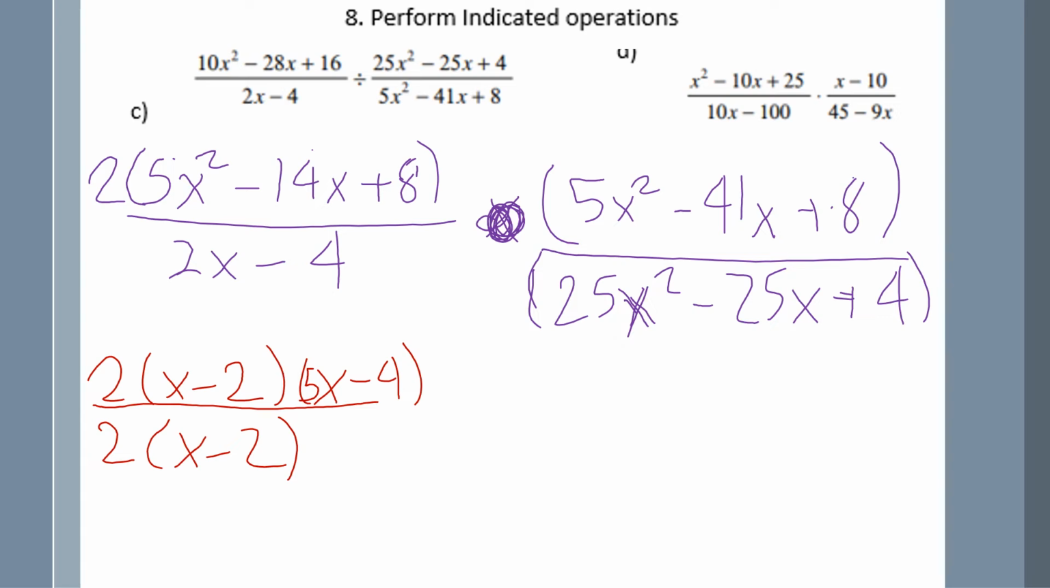All right. What are my winning numbers that when I multiply them together give me positive 40, but those same two numbers have to give me negative 41 when I add them? That's going to be x minus 40 and x minus 1. Because negative 40 times negative 1 is positive 40, but negative 40 plus negative 1 is negative 41. And they give me my terms.